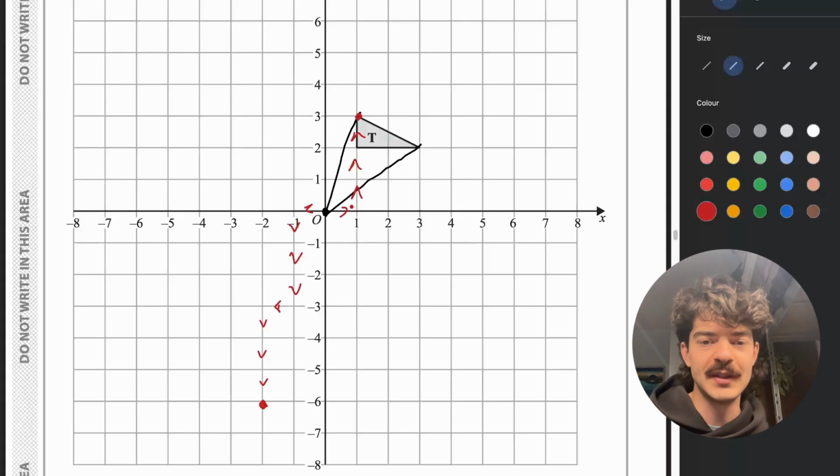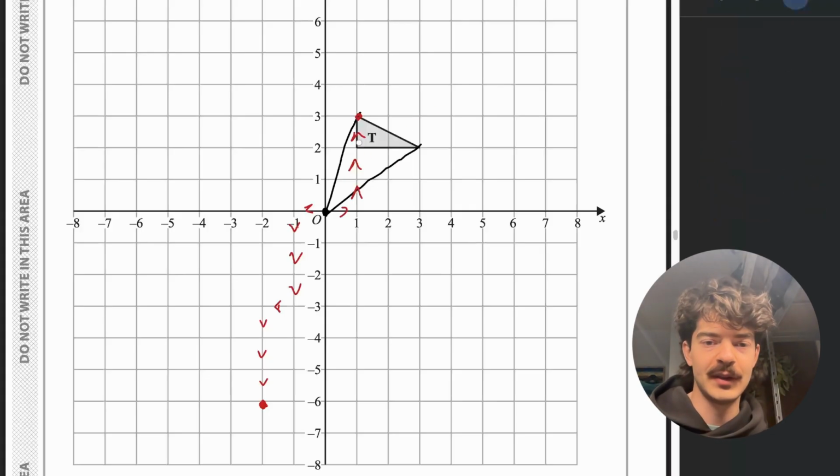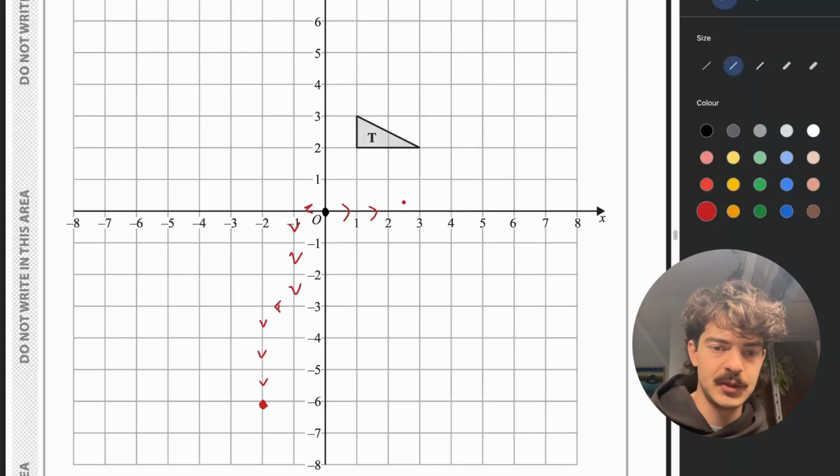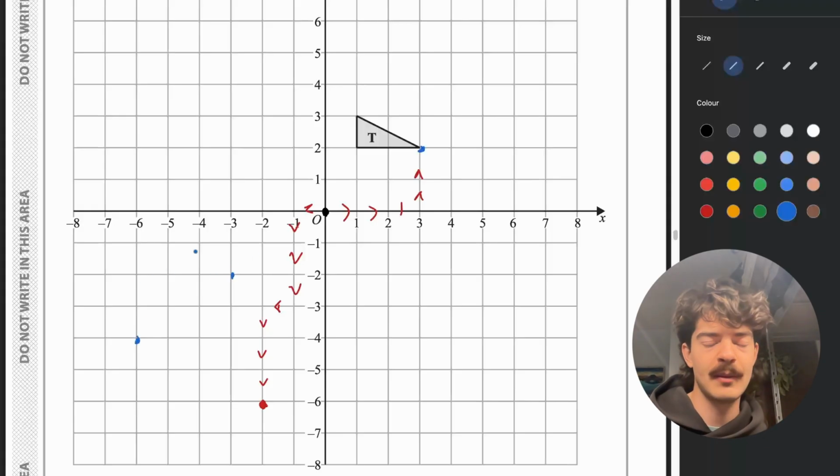I'm going to repeat the same thing with this point over here. 1, 2, 3, 1, 2. That gives us this point. I'm going to do it in blue so we can see the difference a bit more clearly. 1, 2, 3, 1, 2. That gives this point straight away. 1, 2, 3, 1, 2. That would be over here.